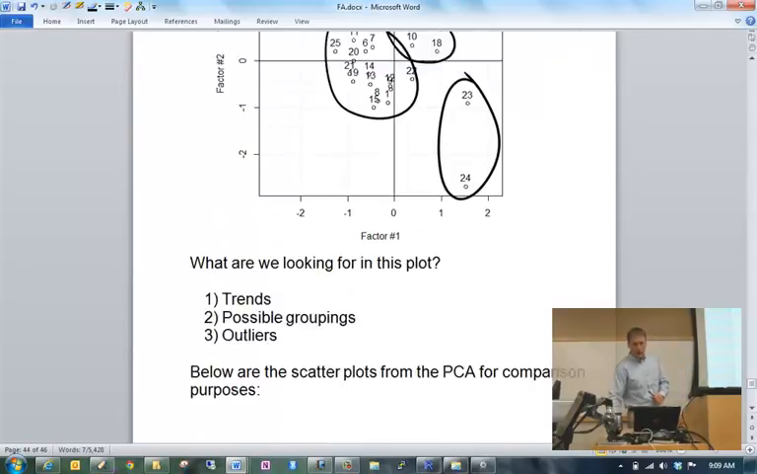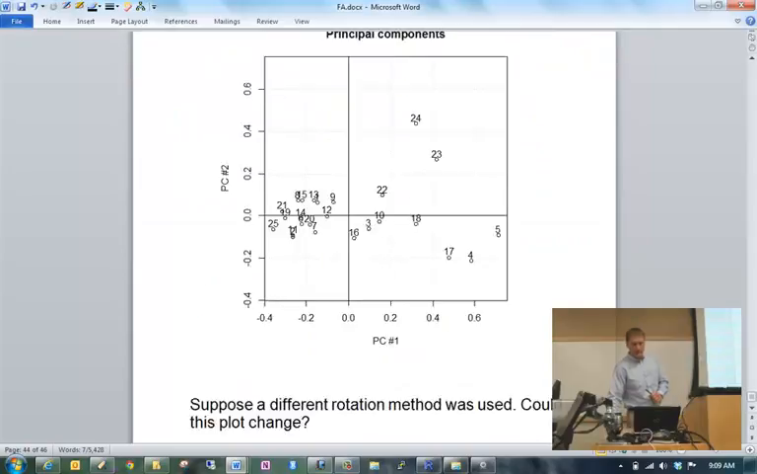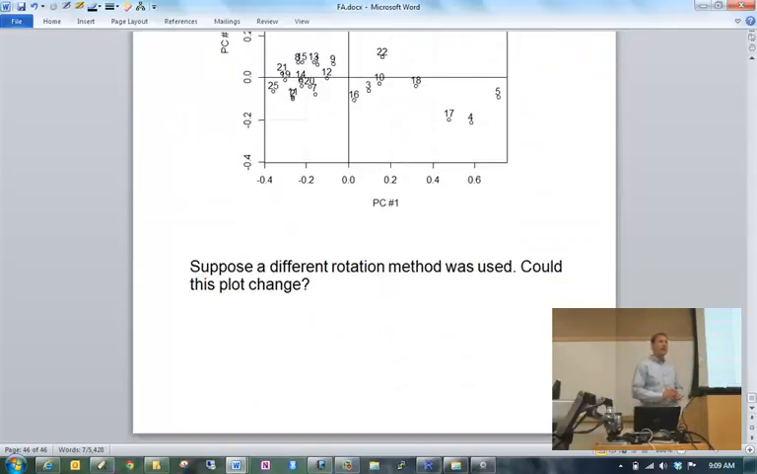And lastly, on page 46, I have a question. Suppose a different rotation method other than Varimax was used. Could this plot of the common factor scores change? Yes or no? 50-50 chance of getting it right. Yes, because then these common factors represent potentially different things. That's one of the issues that some people have with factor analysis.